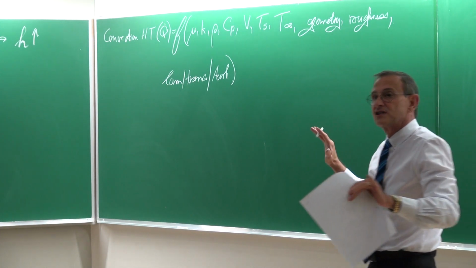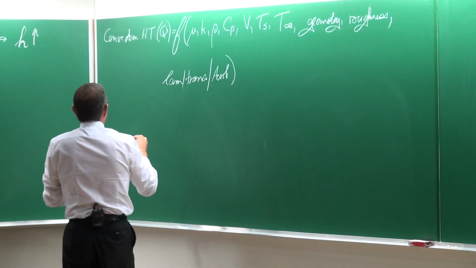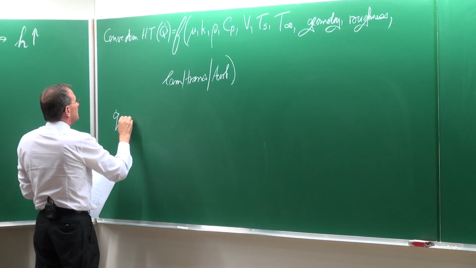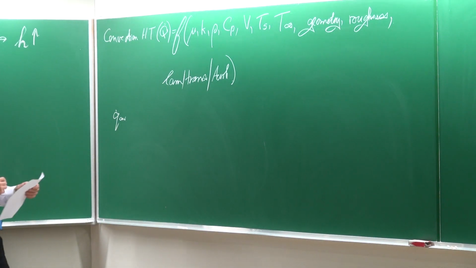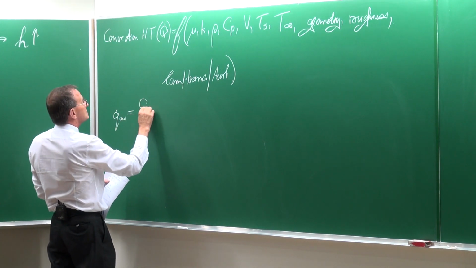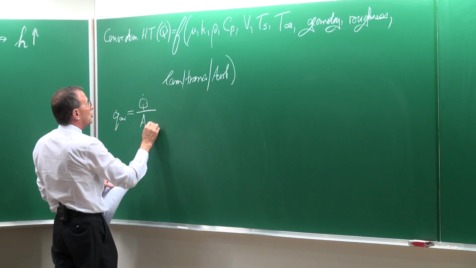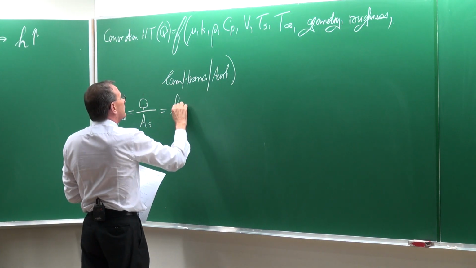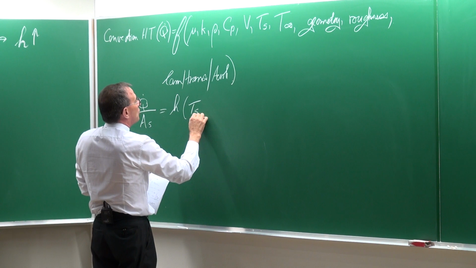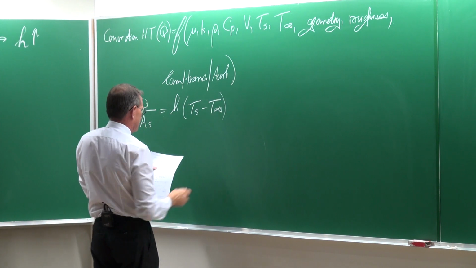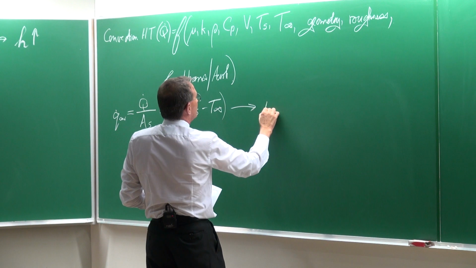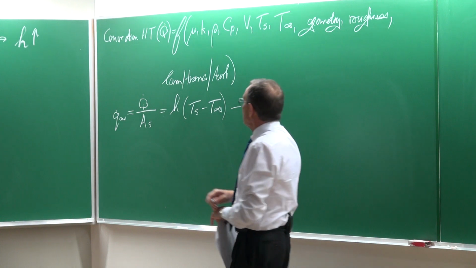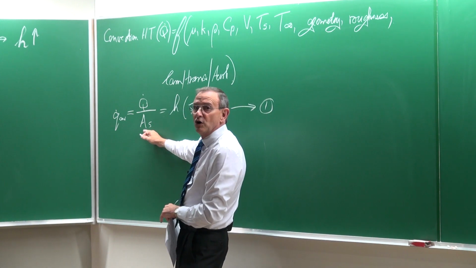But even although it is so complex, at this stage, how we solve convection heat transfer problems is to say that the convection heat transfer, heat flux, is the heat transfer rate divided by the surface area, and that is equal to a heat transfer coefficient multiplied by Ts minus T infinite. And that would be equation 1. Now, heat flux is the heat transfer rate divided by the surface area.